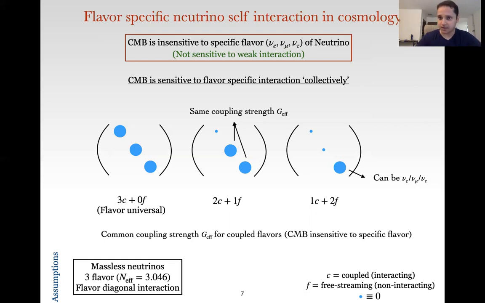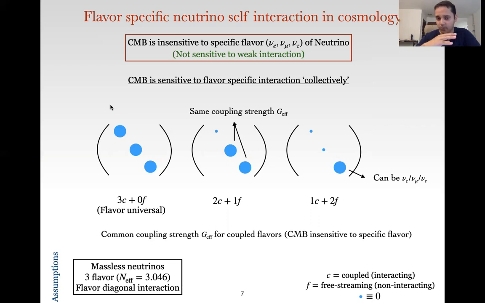We can probe something called collective flavor in the CMB, meaning we can distinguish some scenarios. Let's say the first scenario is that all three neutrinos are self-interacting, which we call the three coupled and zero free streaming scenario. This is basically the flavor universal scenario that has been studied before. For the CMB, all the neutrinos are equivalent, so we choose the same coupling strength G effective for all the coupled species, because they're completely equivalent from the CMB perspective.